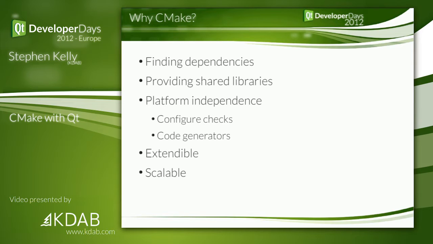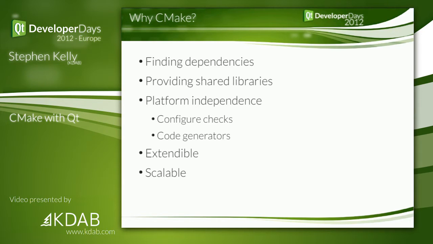So why would you use CMake instead of qmake? Well, there's a bunch of reasons. CMake has a system of finding dependencies which qmake doesn't really have. You can still use package config if you're using qmake, but CMake has its own extensive system of finding external libraries and header files and all external dependencies.